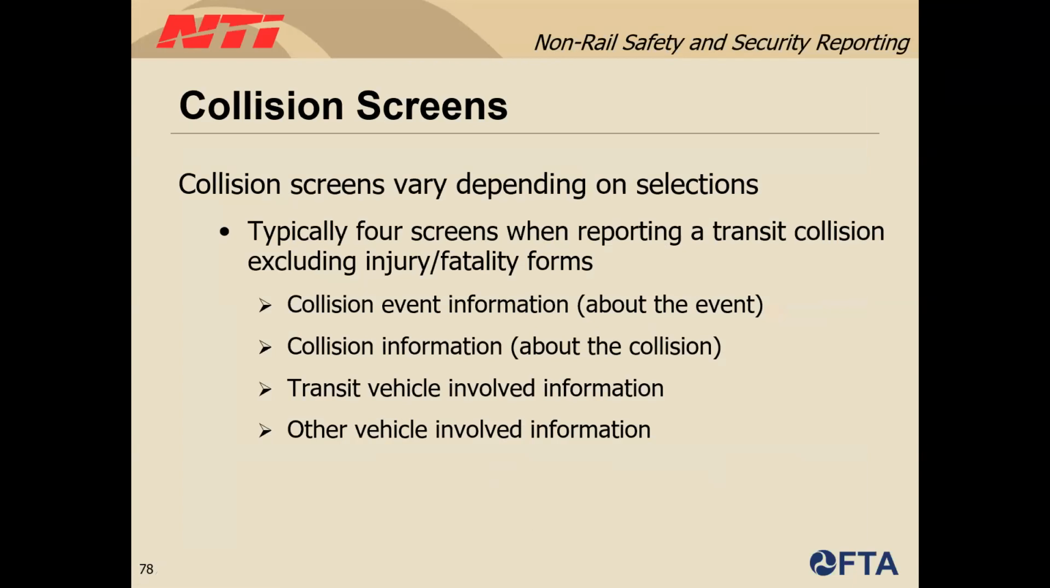First, we'll review the details of reporting a collision. The collision screens will vary slightly depending on selections on setup screen 2. Typically, there are 4 screens or subforms that may appear when reporting a transit collision. The collision event information screen, the collision information screen, the transit vehicle involved information screen, and if applicable, the other vehicle involved information screen will appear.